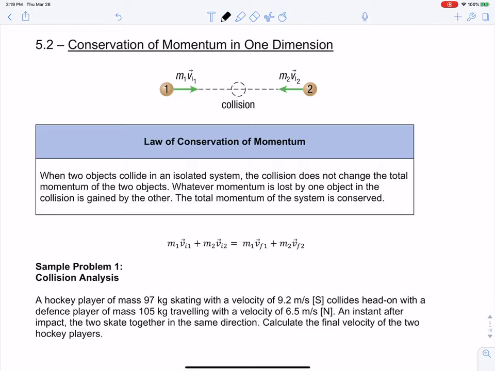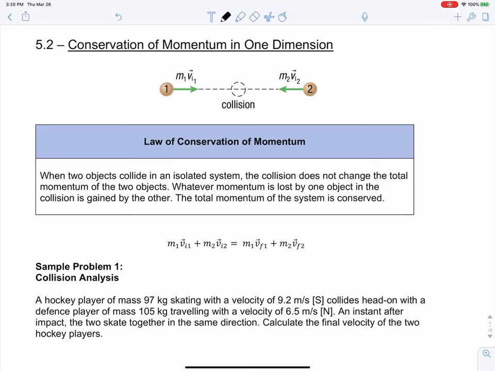The law of conservation of momentum states: when two objects collide in an isolated system, the collision does not change the total momentum of the two objects. Whatever momentum is lost by one object in the collision is gained by the other. The total momentum of the system is conserved. So we can state that m1 v1 plus m2 v1 is equal to m1 v2 plus m2 v2.